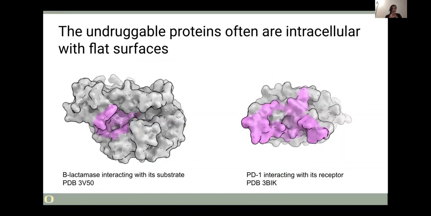Just to show you what I mean by flat surfaces, I'm comparing an enzyme beta-lactamase with a protein that binds to the receptor PD1. Here in pink, you can see the substrate binding footprints of beta-lactamase substrate. So you can see it's like a nice small pocket. Whereas when you look at how PD1 is interacting with this receptor, it's a really, really large interface. And these two are drawn in size, so you can actually compare the scale. So it's really huge, it's really big. And they're both inside the cell. So why does it matter?